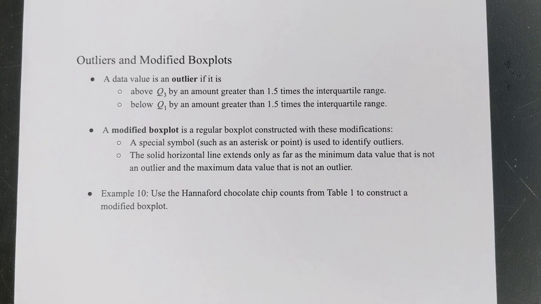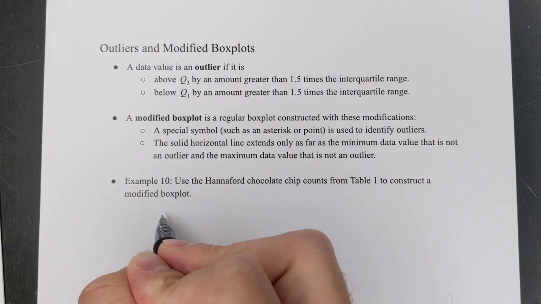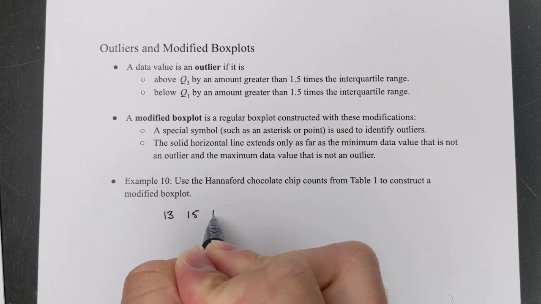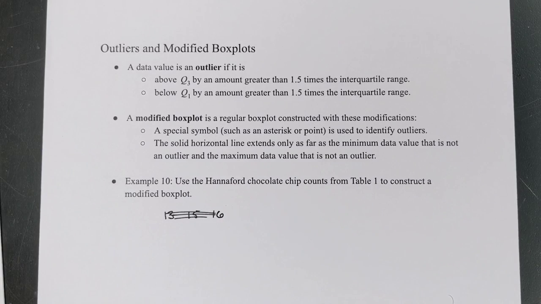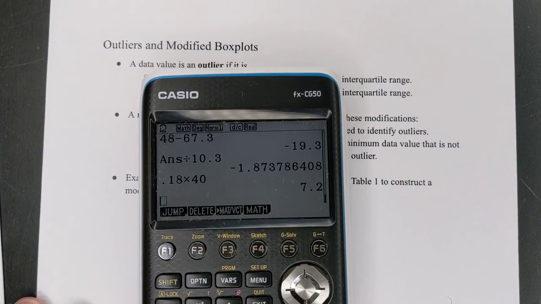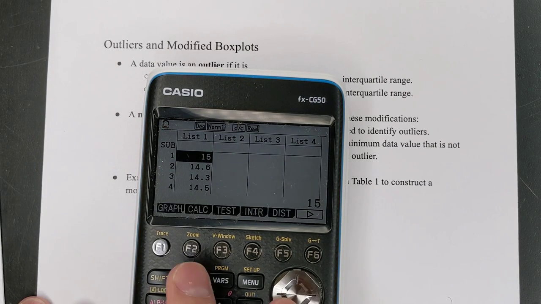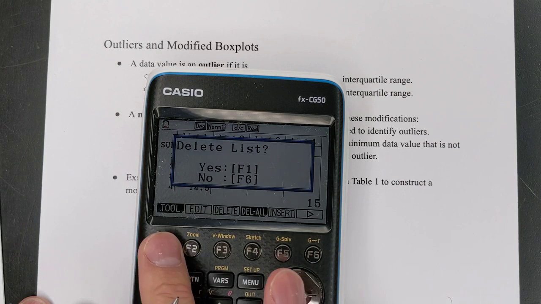So let me find the table. I will work this one. So the Hannaford chocolate chip numbers are, we'll jot them down real fast here: 15, 13, 15. Oh, these aren't in order. Okay, so I'm going to show you how to do this, at least on my Casio calculator. Hopefully you can see that at least a little bit. TIs have something very similar, if you're curious. It shouldn't be too bad.